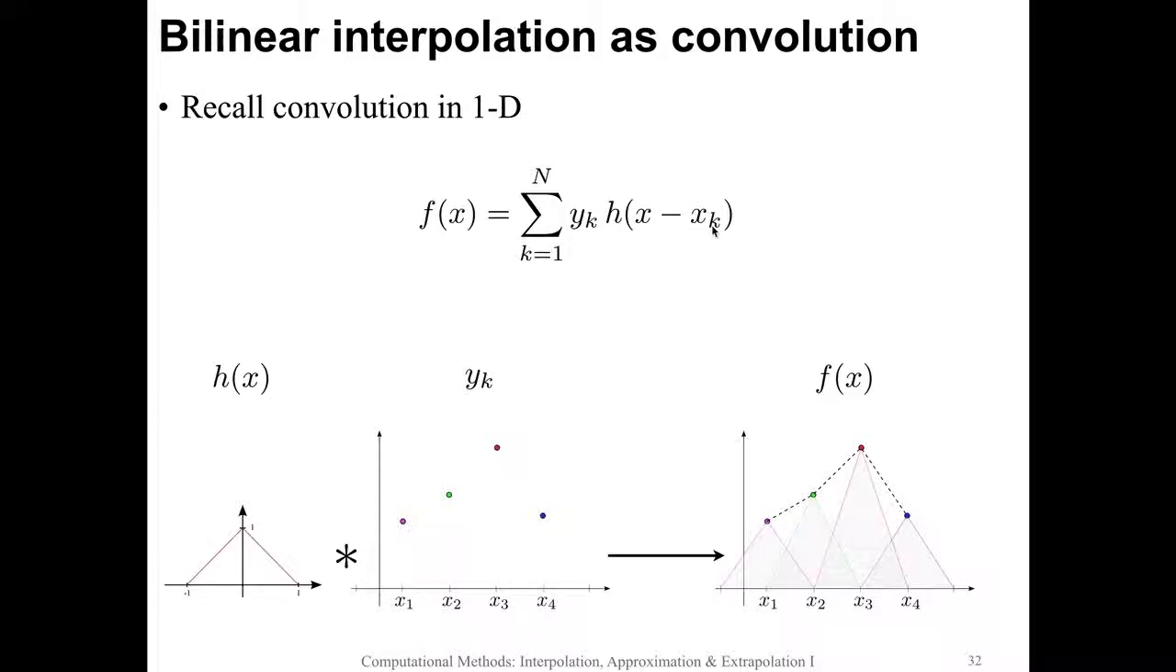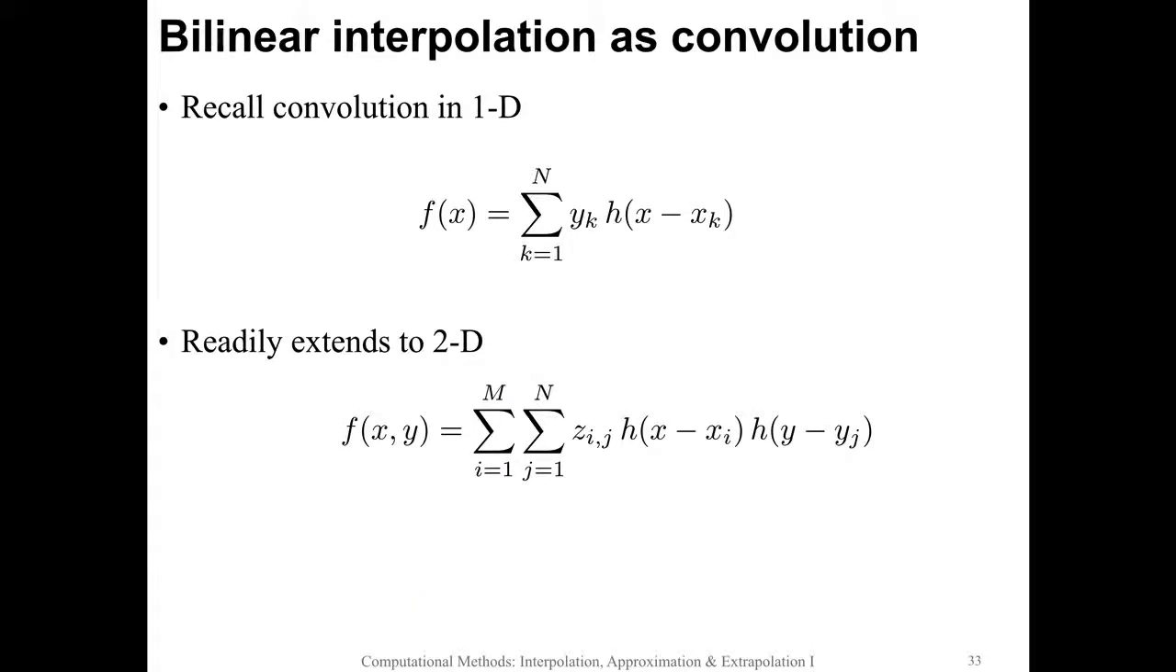Of course, this is all in one dimension, but we can readily extend this to 2 dimensions, except of course now we don't just have to shift our kernel in the x direction, we also have to shift it in the y direction as well. So we can take our kernel and shift it so there's a copy in the x direction and a copy in the y direction, and we do a summation.